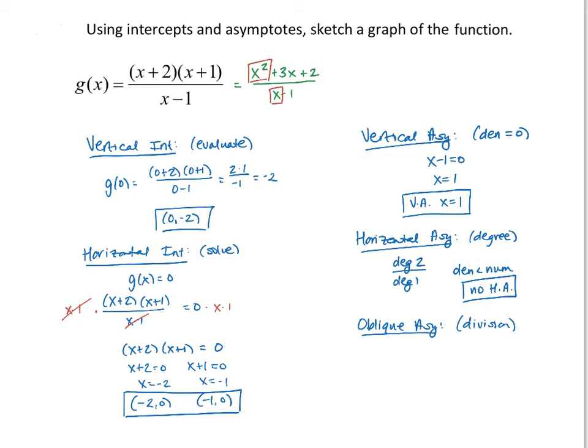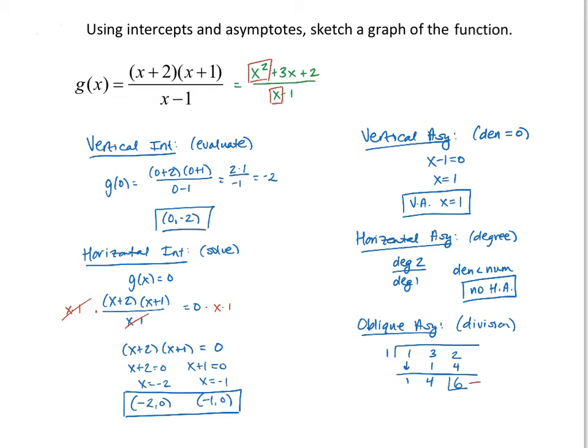Here, since our denominator is in the form x minus 1, we can do synthetic division. So I'm going to put a positive 1 out in front, and then my coefficients 1, 3, and 2 underneath. Bring down the 1 and then multiply, add. 1 times 1 is 1, 3 plus 1 is 4, 1 times 4 is 4, 2 plus 4 is 6.